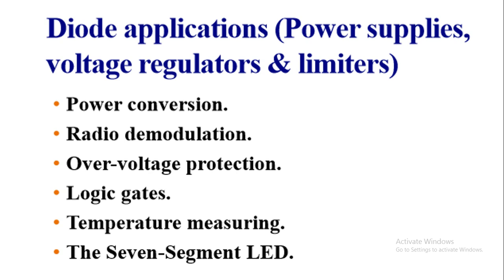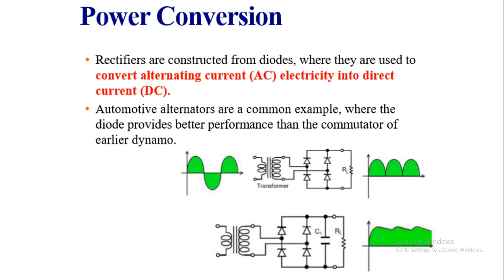We discuss diode applications using different types of diodes: power supplies, voltage regulators, limiters, power conversion, radio demodulation, over voltage protection, logic gates, temperature measuring, and 7-segment LED. Power conversion rectifiers are constructed from diodes, where they are used to convert alternating current AC to direct current DC. Automotive alternators are a common example where the diode provides better performance than the commutator of the earlier dynamo.